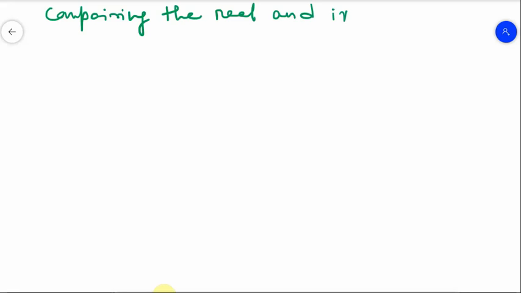So now, comparing the real and imaginary terms on both the sides.